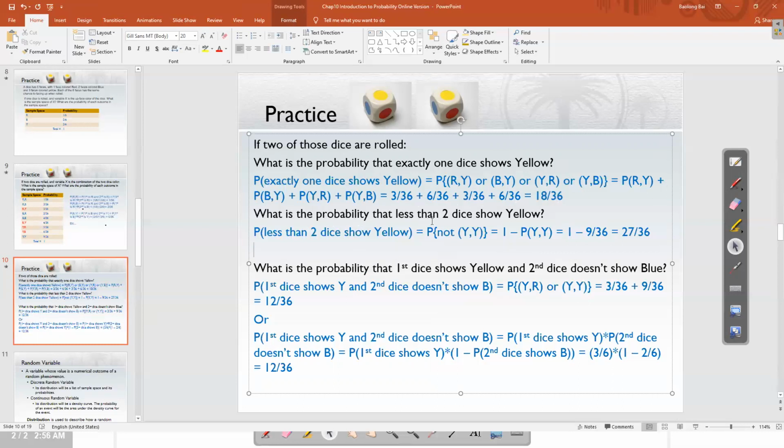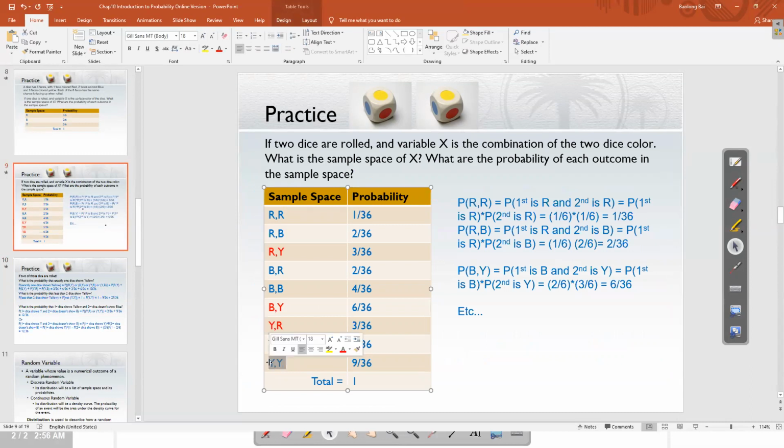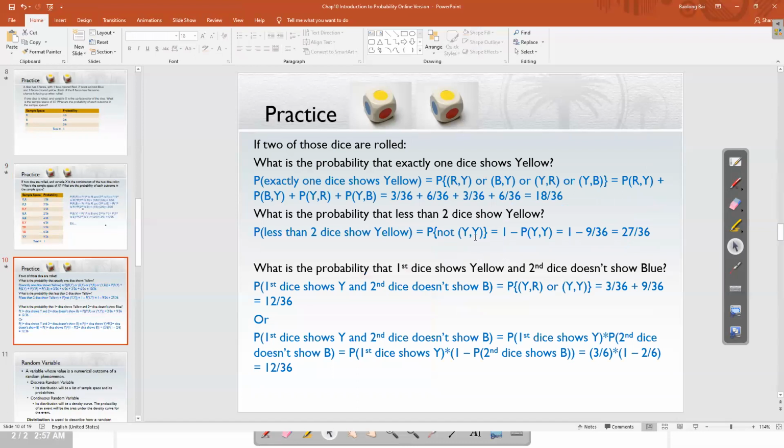And what's the probability that less than 2 dice show yellow? Less than 2. They have 2 dice. What are all the possible numbers of yellow dice? Less than 2 dice show yellow. Basically, if you look at the whole sample space, the only outcome you don't count is yellow, yellow. This is 2 dice, right? It shows yellow. Everything else will be less than 2, right? So that event is basically just not yellow, yellow. Everything else except yellow, yellow, right?